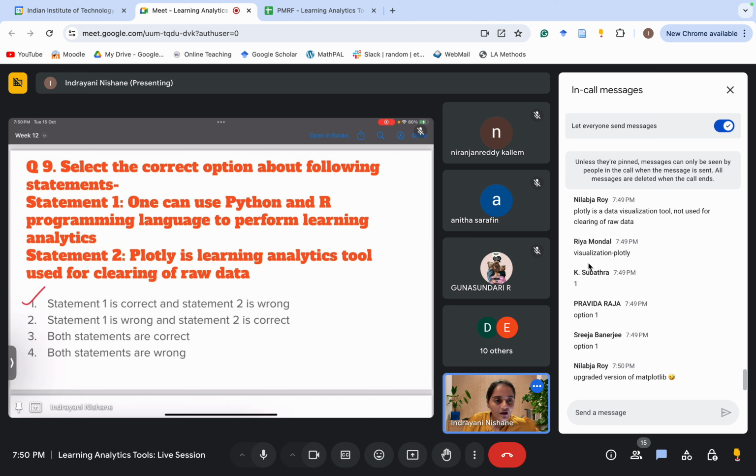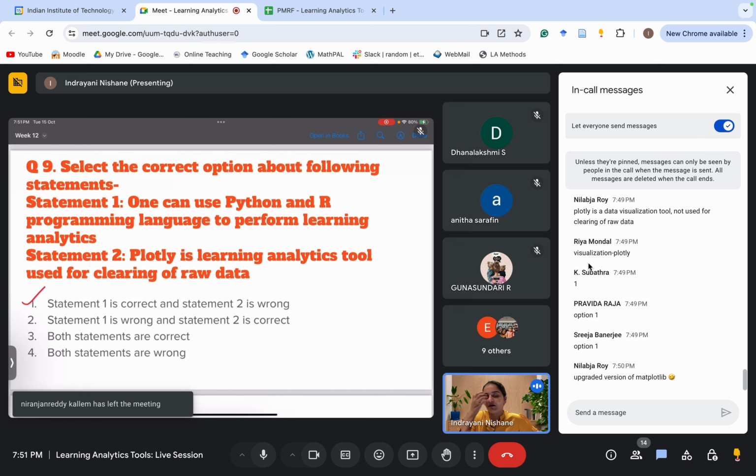Plotly is a visualization tool, an upgraded version of Matplotlib. It is much easier to use than Matplotlib, by the way. Plotly is very intuitive. Tableau, Plotly, all these are no-code tools. They just work on your clickstream. You don't have to put in special effort to create fancy graphs.